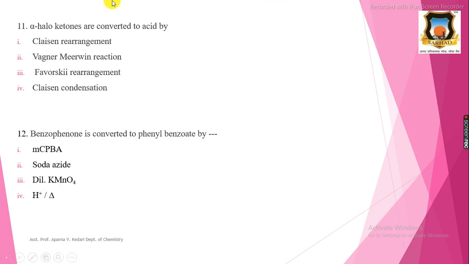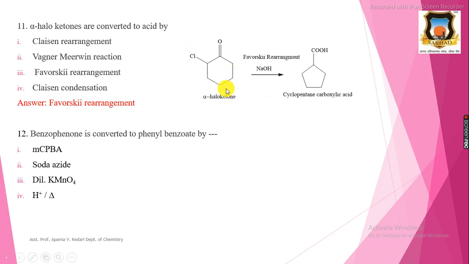Then the next question is: alpha haloketones are converted to acid by Claisen rearrangement, Wagner-Meerwein reaction, Favorskii rearrangement, or Claisen condensation. And the correct answer is Favorskii rearrangement, because alpha haloketone on reaction with base undergoes Favorskii rearrangement and it gives cyclopentane carboxylic acid.